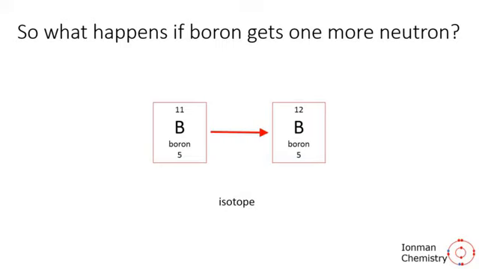It is possible sometimes for atoms to have a different number of neutrons. In this case, we've given boron one more. And when atoms have a different number of neutrons, it's called an isotope. It doesn't really change their chemical properties, but that's what it is. I'm going to do a separate video on what an isotope is.